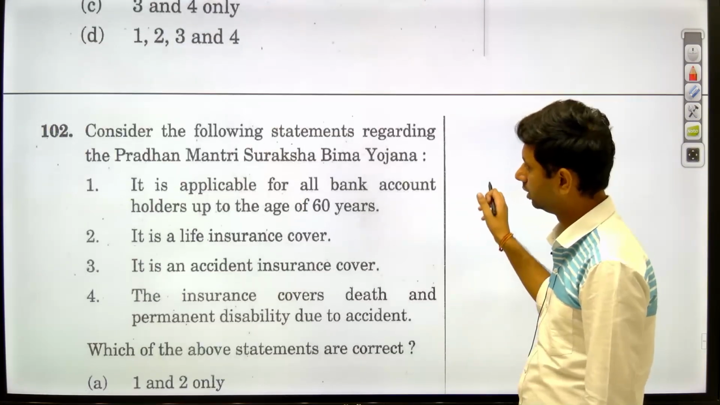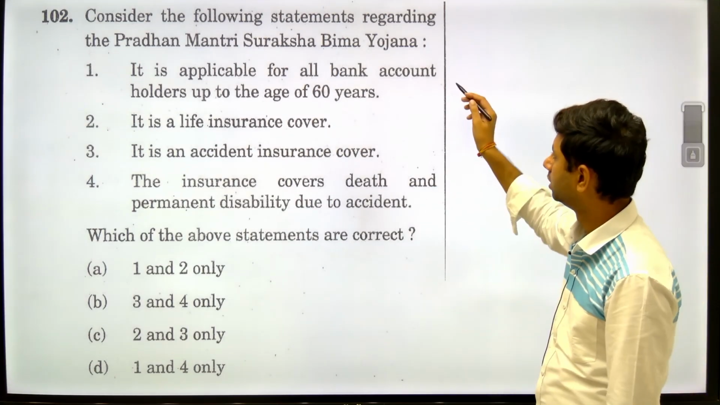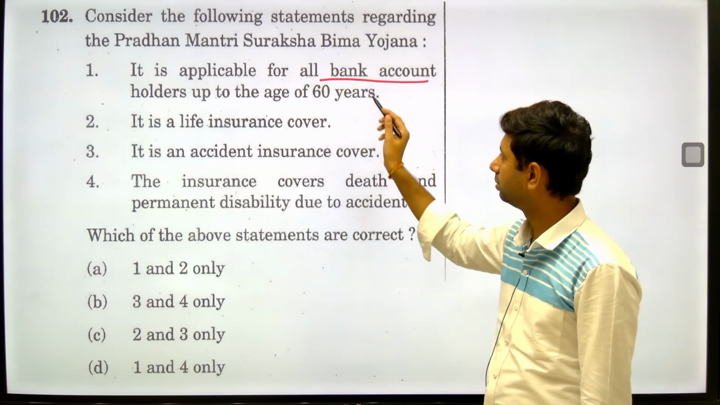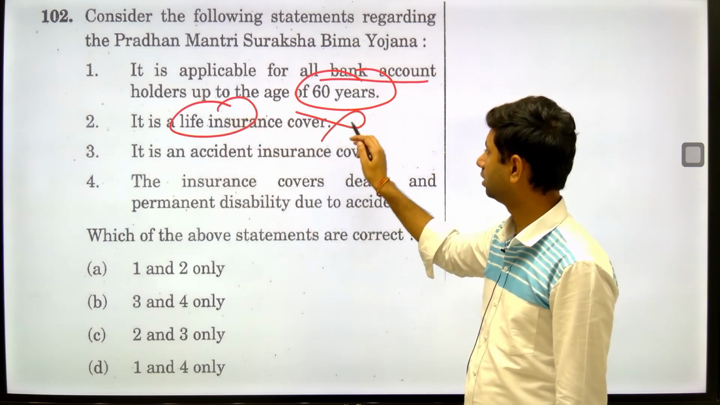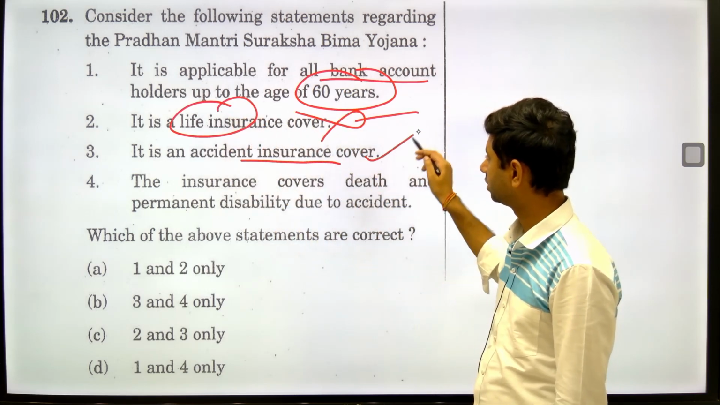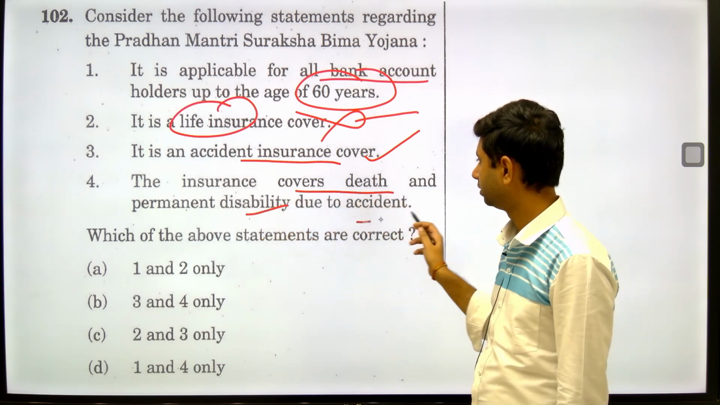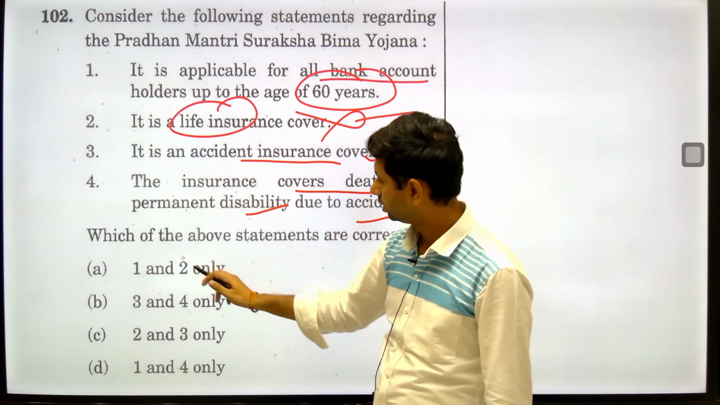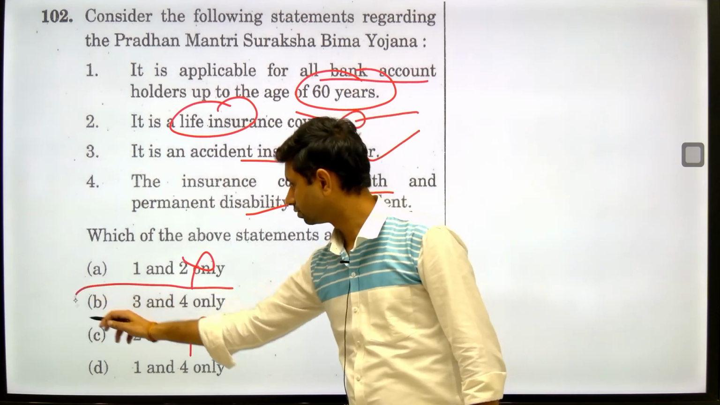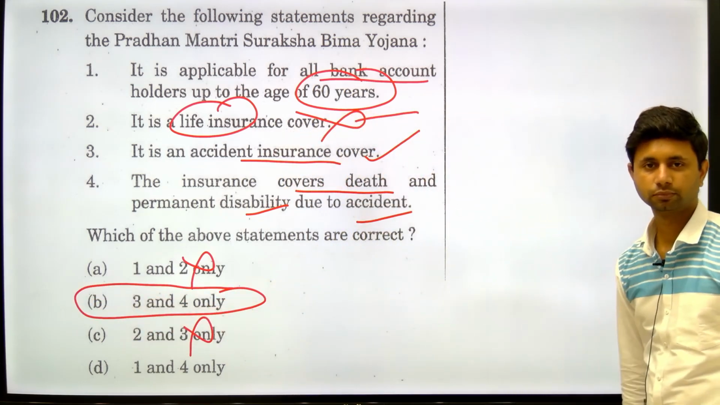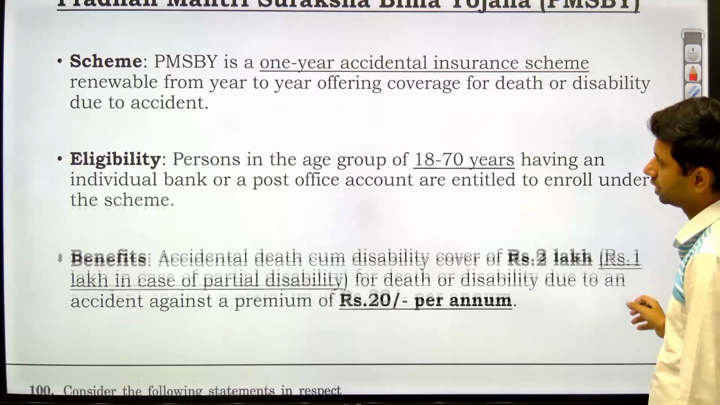Okay, let's go to the next question, which is again Pradhan Mantri Suraksha Bima Yojana, applicable for all bank account holders up to age 60 years. It is a life insurance cover, which is very wrong, because it is a accident insurance cover. Okay, insurance covers death and permanent disability due to accident. So first of all, 2 is incorrect, and since 3 is correct, so option B is the right answer. Okay, now let's move on to the next question. This I have already explained to you.